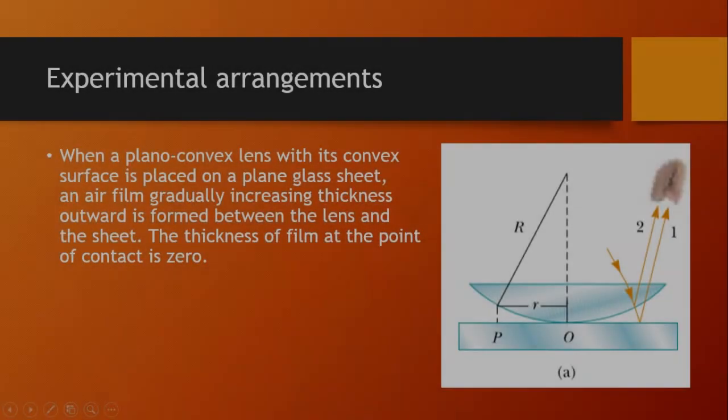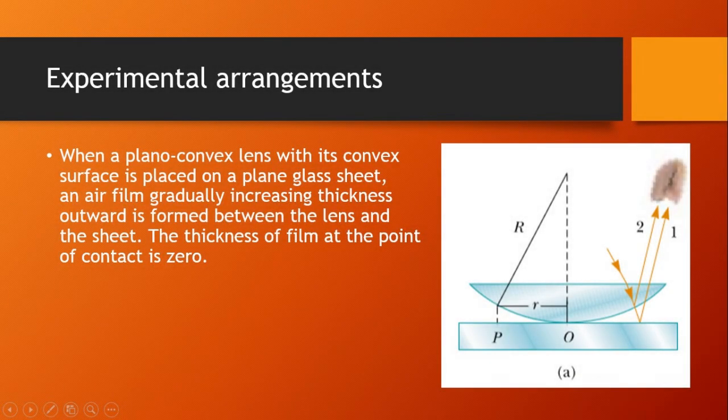When a plano-convex lens with its convex surface is placed on a plane glass sheet, an air film of gradually increasing thickness outward is formed between the lens and the sheet. The thickness of the film at the point of contact is zero. The interference effect is due to the combination of ray 1 reflected from the flat plate with ray 2 reflected from the curved surface of the lens.